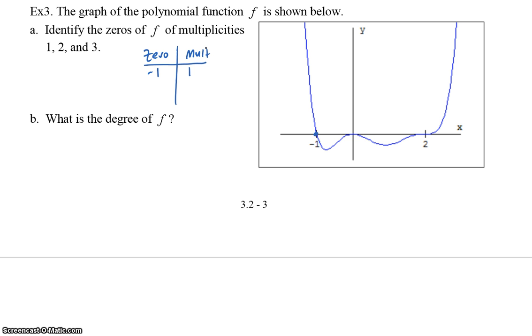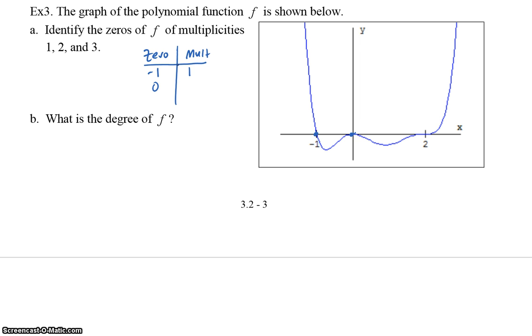The next x-intercept appears to be at x equals 0. So 0 is a zero of f. What's its multiplicity? Well, first of all, the graph touches the x-axis but does not cross at x equals 0. So that would be associated with a zero of even multiplicity. So perhaps 2, perhaps 4.